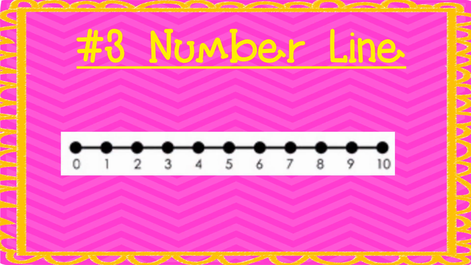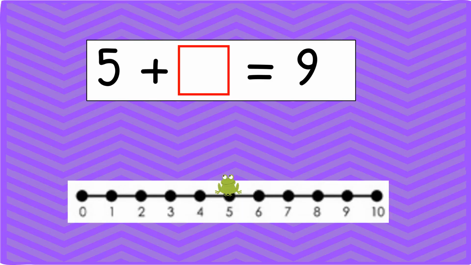Strategy number 3, number line. You can see that the equation is 5 plus blank equals 9. And at the bottom, I have a number line, and I already have my frog. He is going to be sitting at the number 5, which matches the addend, which is the one that we do know. And we are going to stop counting at the number 9, which is the total.